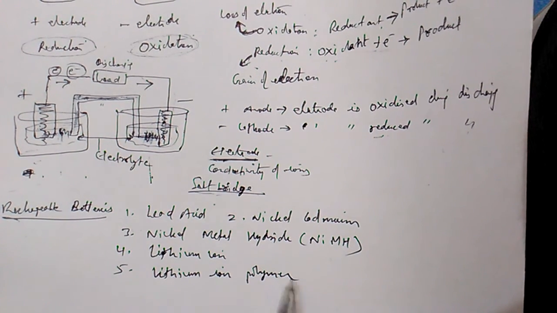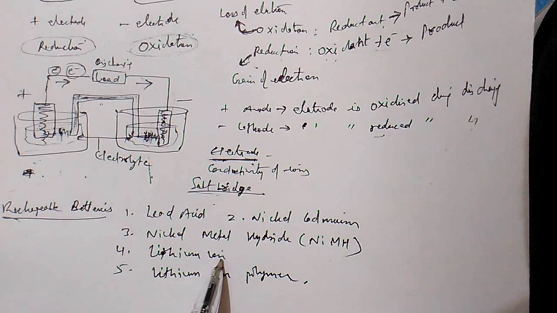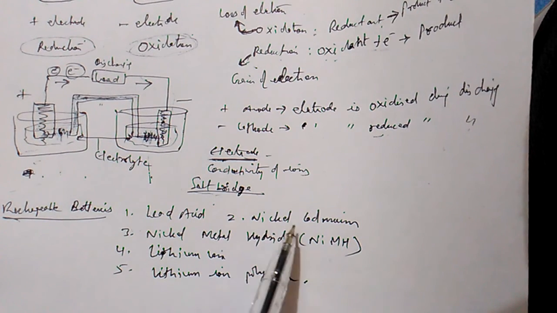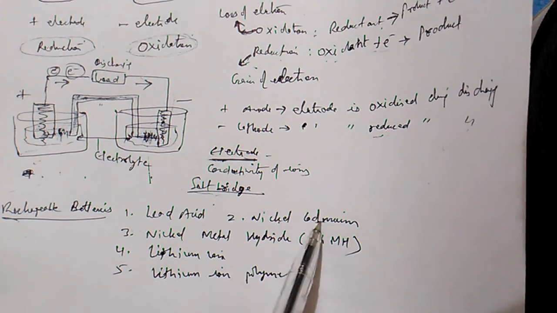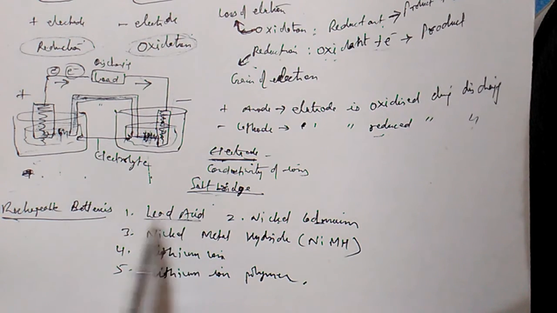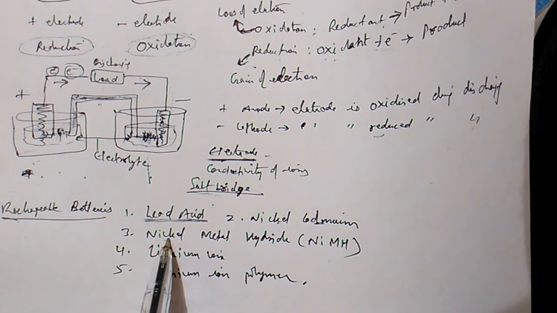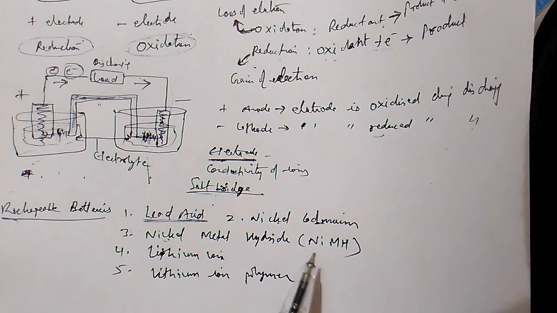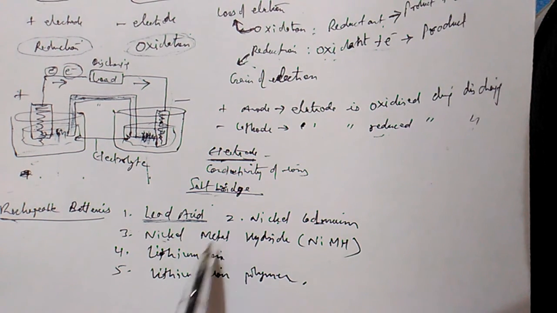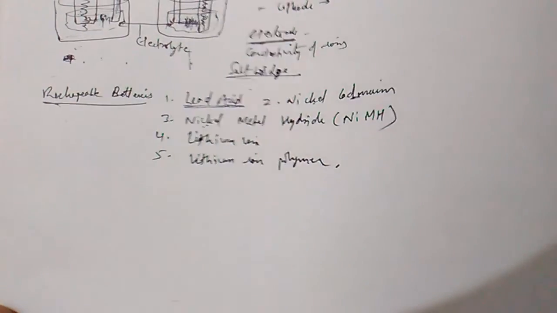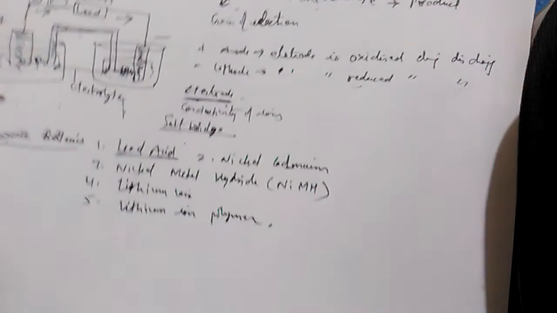This will be used in mobiles, this will also be used in mobiles, and this will also be used in torches, and this one, lead acid, is normally used in homes. And nickel metal hydride is also a type of battery. So the next step is, what are the parameters. Parameters are also there.